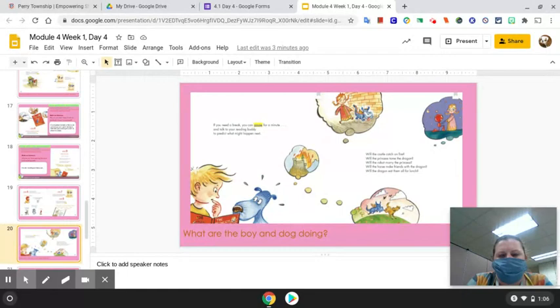I think the boy and the dog are talking about what might happen next. They're predicting what might happen next. And I know the author gave me a clue because the author said if you need a break, you can pause for a minute and talk with your reading buddy to predict what might happen next. So I believe the dog and the boy are predicting what might happen next.